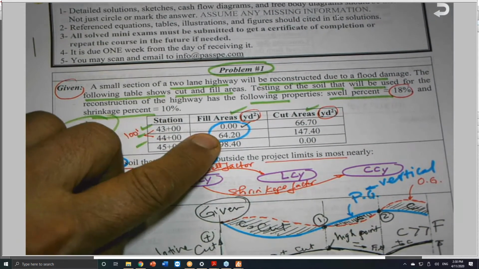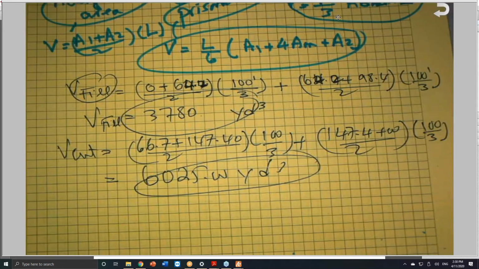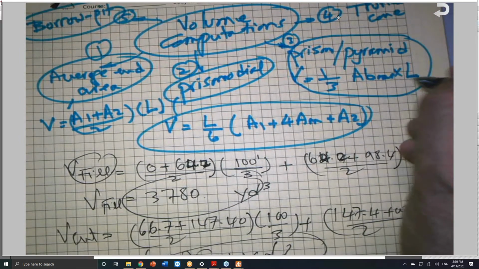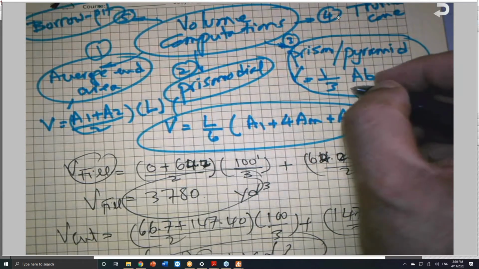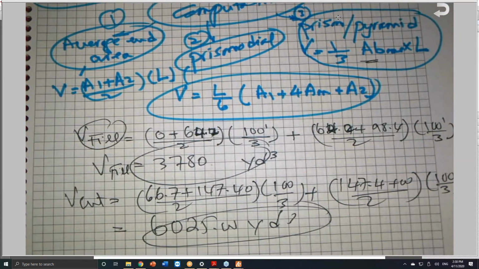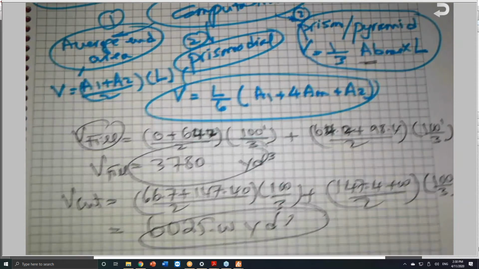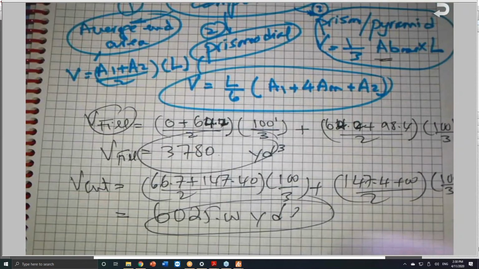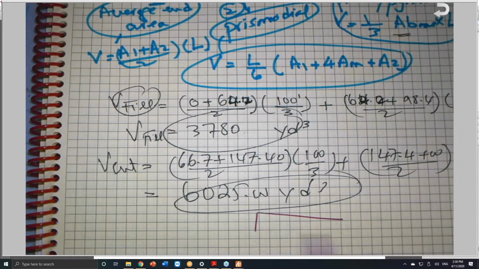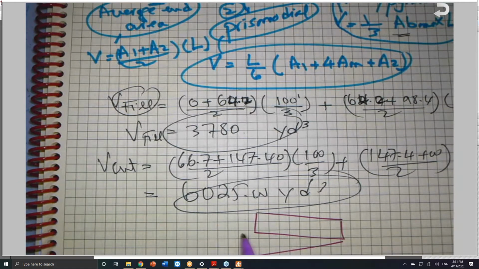Why didn't you use the 1/3 rule? Now, the 1/3 rule, which I will talk about later on, is 1/3 the area of the base times L, the length or the depth. It is used only if we have a true prism. But this given scenario, by the way, is like this. You have an area. This is a roadway, like a wedge, like this.